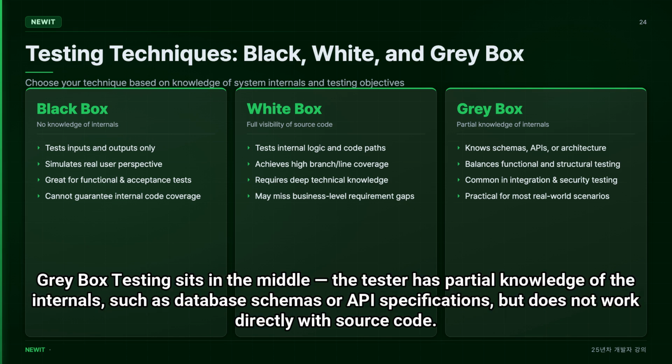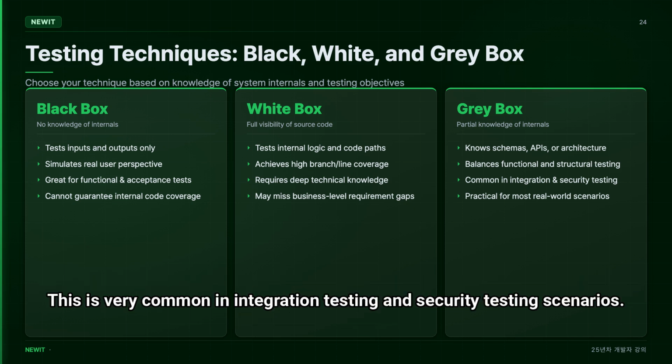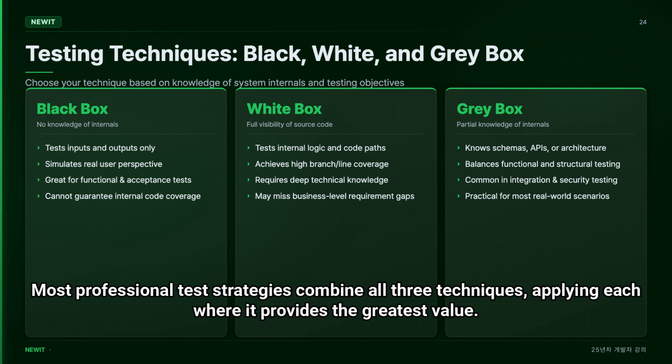Gray box testing sits in the middle. The tester has partial knowledge of the internals, such as database schemas or API specifications, but does not directly work with source code. This is very common in integration testing and security testing scenarios. Most professional test strategies combine all 3 techniques, applying each where it provides the greatest value.